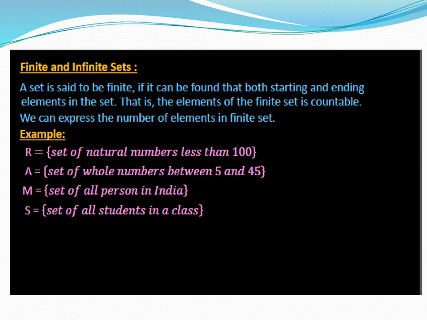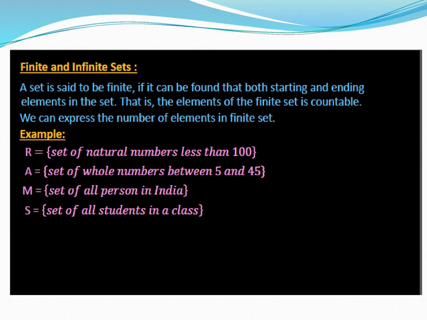Now we will learn finite and infinite sets. A set is said to be finite if both the starting and ending elements can be found in the set. Suppose you take any set, we can find the starting element and the ending element. That is, the elements of a finite set are countable. Means if the given set is a finite set, then we can count the elements of the given set. We can express the number of elements in a finite set.